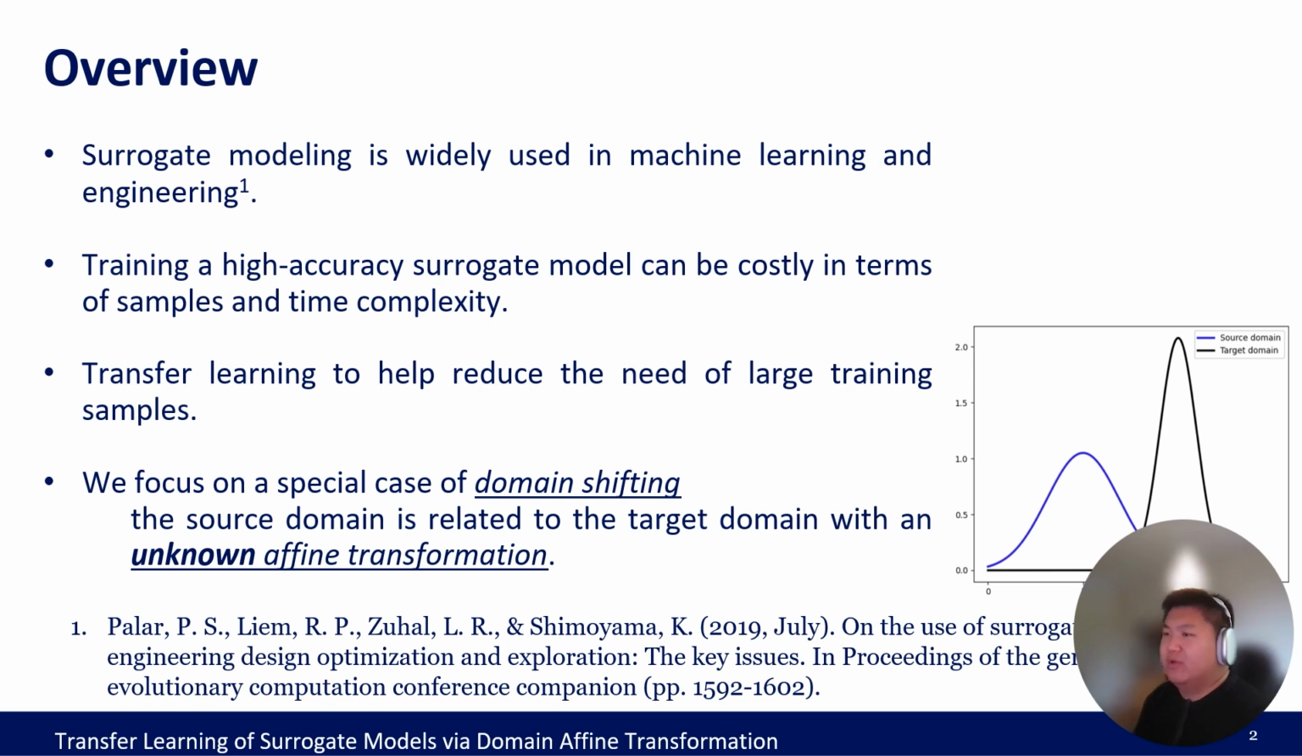In this paper, we study transferring a surrogate model trained on a source function to a target function using a small dataset. As a first step, we consider the following assumption, which is a special case of domain shift. The domain shift refers to the difference between the source domain, where the model is trained, and the target domain, where the model is going to be applied. In our paper, we assume the domains of the source and target function are related by an unknown affine transformation.